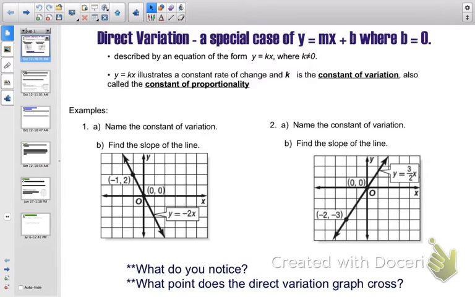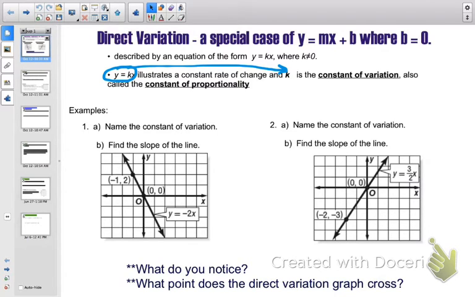So we're going to look at direct variation, and that's a special case of y equals mx plus b, where the b value is 0, so the y-intercept is 0. If we read the bullets, it's described by the form y equals kx, where k can't be 0, and y equals kx has a constant rate of change, which is k. So k represents the constant of variation.